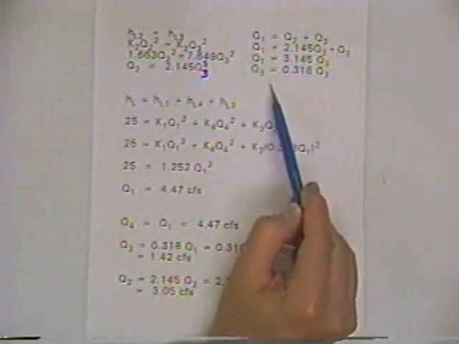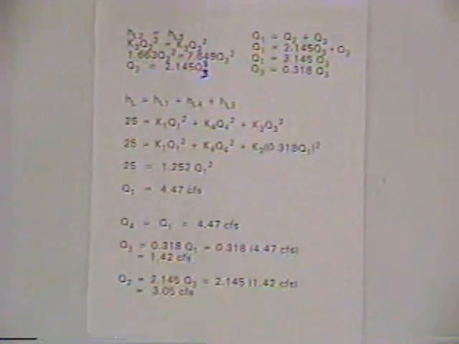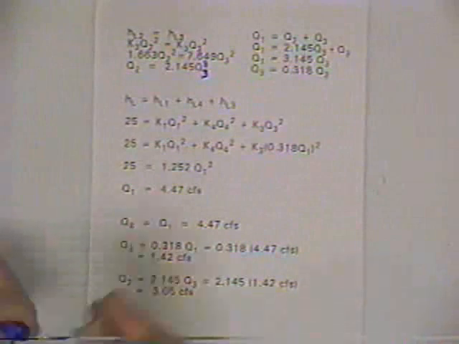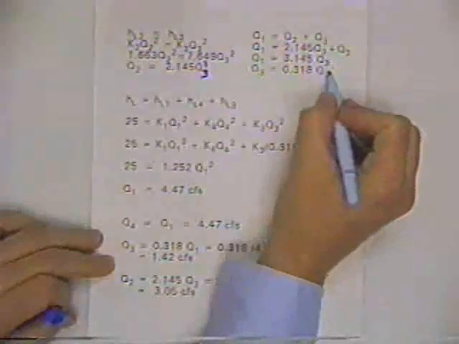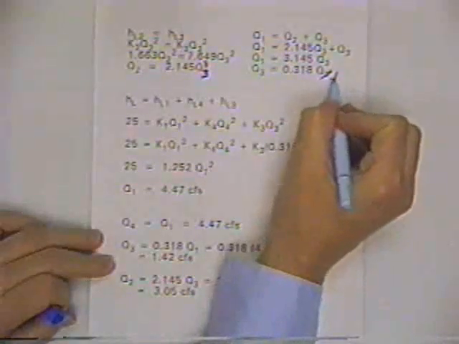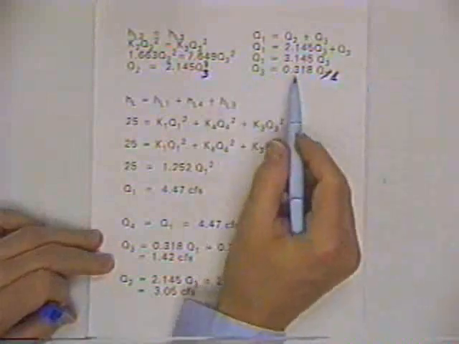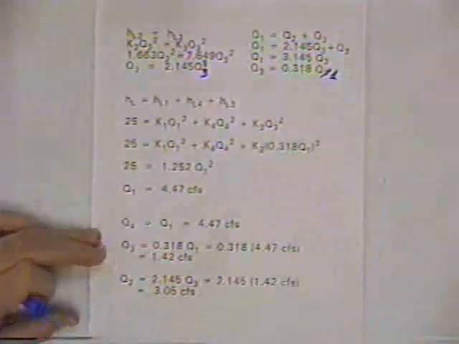And so after we do that, we get Q1 is just a number times Q3, and I need to fix that and make that a subscript 1. So Q3 is just 0.318 times Q1.